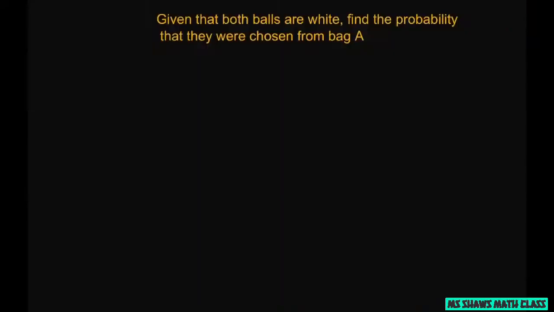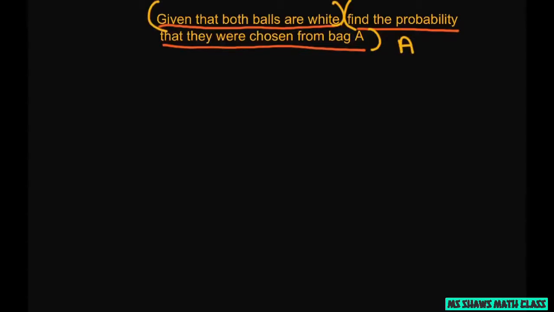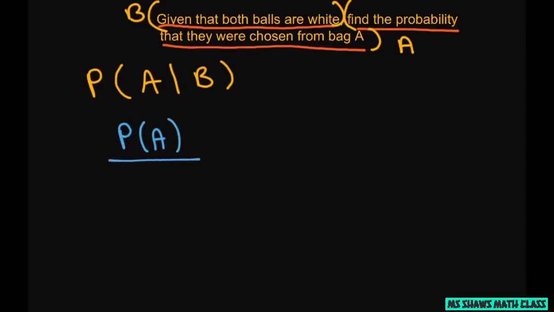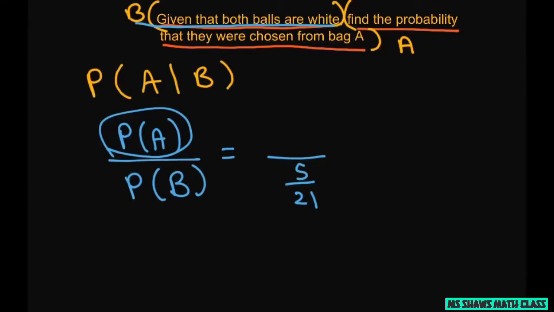So let's look at that. Given that both balls are white, find the probability that they were from bag A. So I'm going to find the probability that they're from bag A, which is your A, given that they're both white, which is B. So this is the probability of A given B. What that means is probability of A and B divided by probability of B. Well, the B part, that they're both white, was 5 divided by 21. The probability that they're from A and both white is 1 divided by 21. So these two cancel out, and your answer is 1 divided by 5. And that's it. Thank you. Have a nice day.